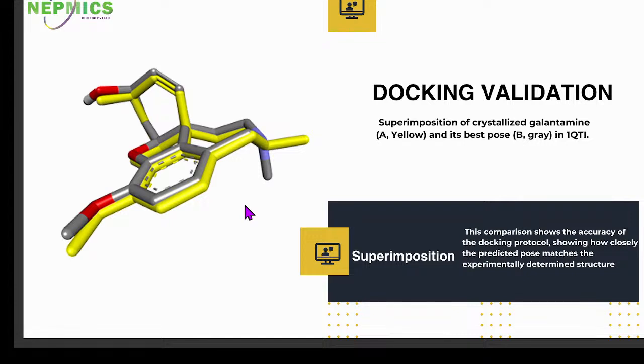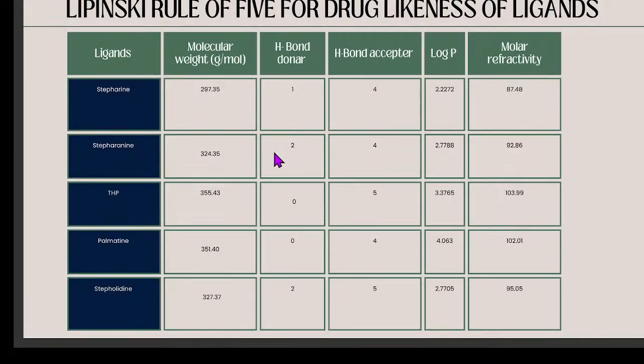You can see in the figure how it has been perfectly aligned with each and every residue, although there is some difference at the end, or you can say at the back end of this molecule, but it is acceptable. It is acceptable in the case of molecular docking. And let's talk about the Lipinski rule of 5, or drug likeness, of these different ligands.